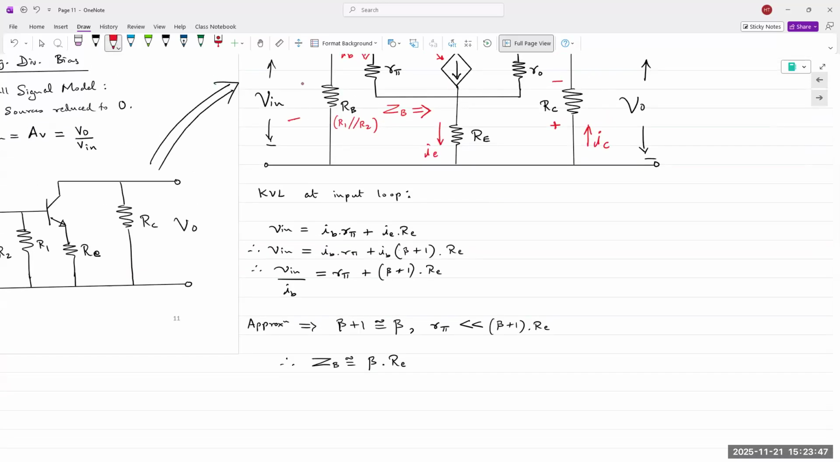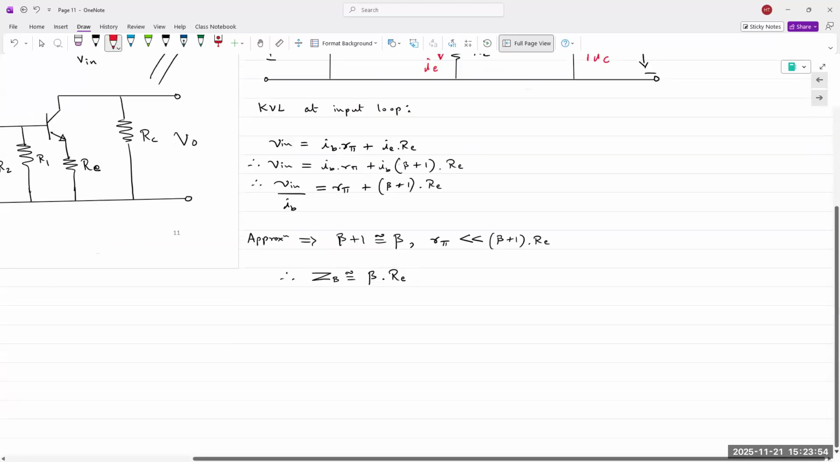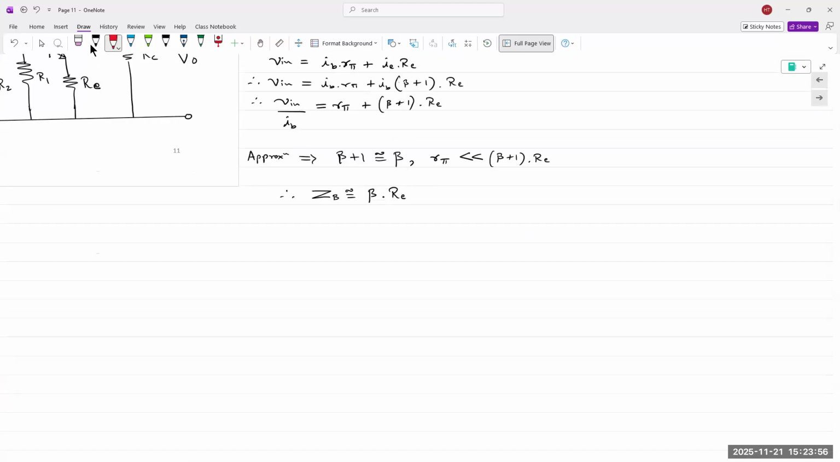Total input impedance Z in depends on the base resistor value. So input impedance is equal to RB parallel to ZB.